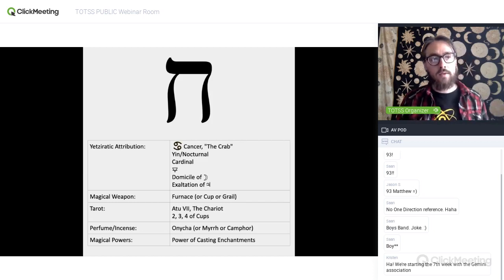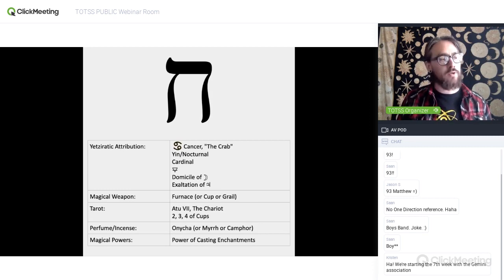It's listed as one of the ingredients in the temple incense, like the Temple of Solomon incense, which had 4 components. At some point in the later tradition, those 4 components get attributed to the 4 elements. And so that's where some of this elemental stuff comes from. And so Onika would be the one attributed to water. And so that's why we see it here. We'll also see it on the Path of Mem.